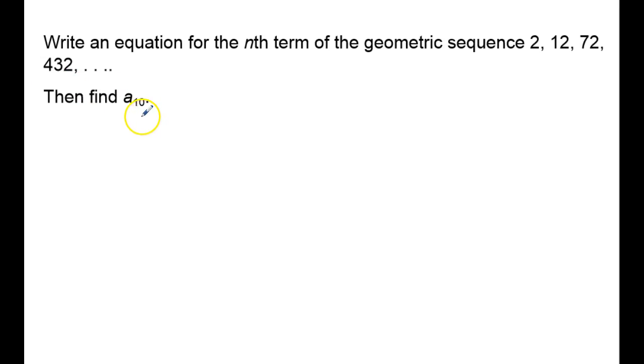Okay, so now let's look at an example. This is example number 4 in your book. We're going to be writing an equation for the nth term of this geometric sequence, 2, 12, 72, 432, and then I have to find a sub 10. So the first thing I have to do is write my equation. And I know that a sub n equals a sub 1, my first term, times r to the n minus 1. So now I have to figure out the different pieces that I need.